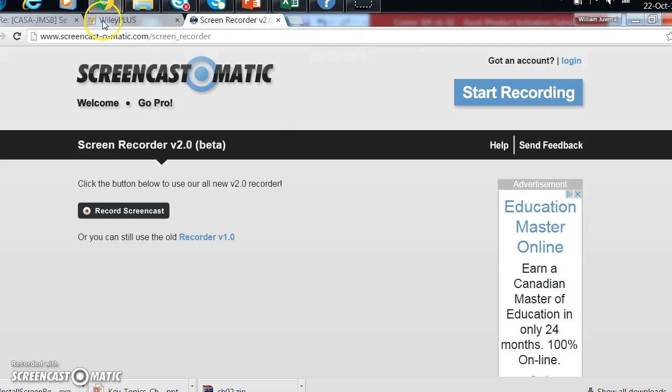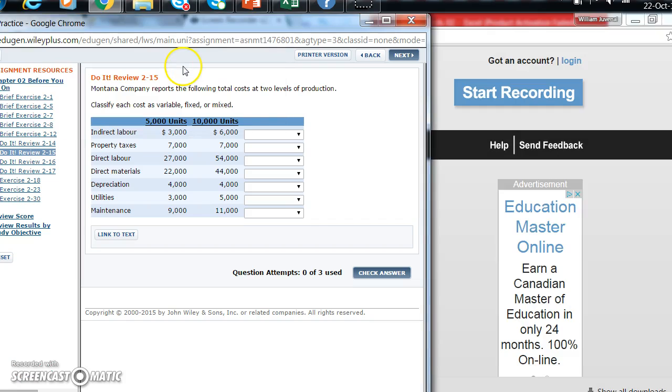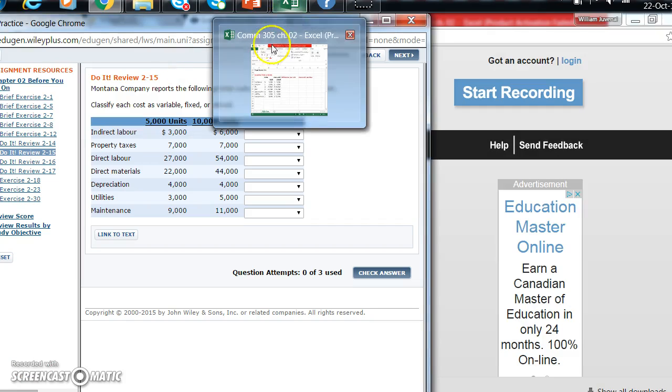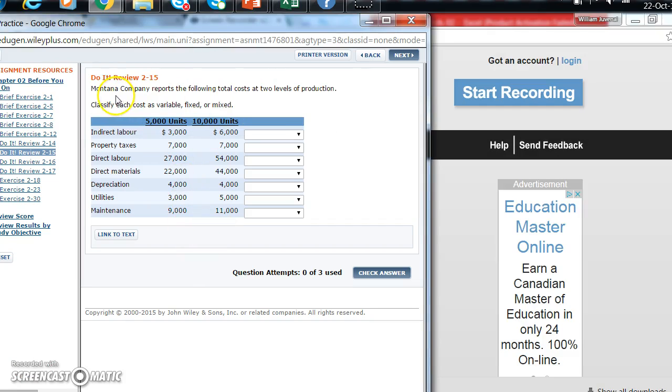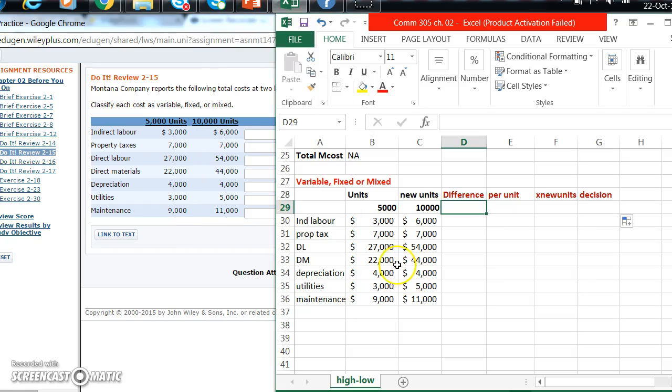Well, and for that we are going to use this example. What we would like to do is to classify these costs, these activities, as fixed, mixed or variable. How do we do that? Let's open a spreadsheet. I already did.